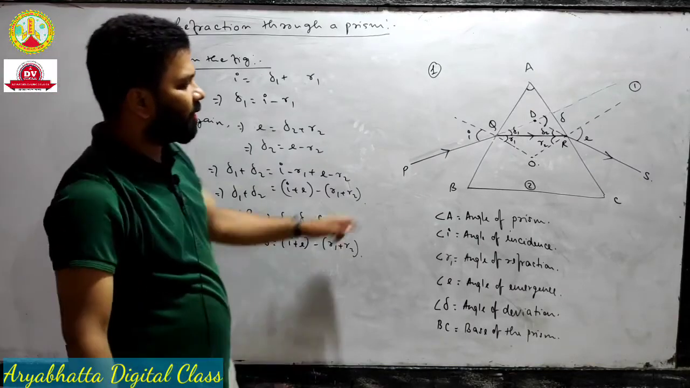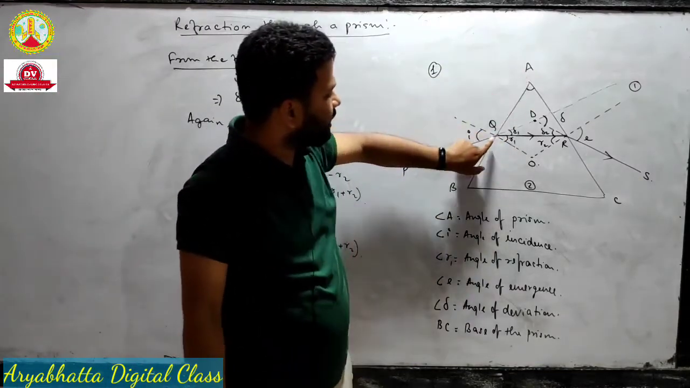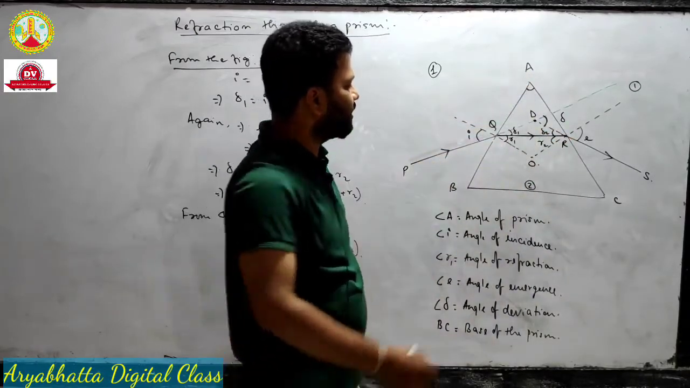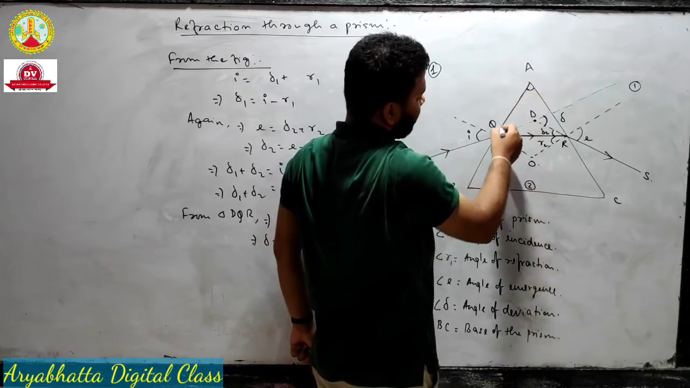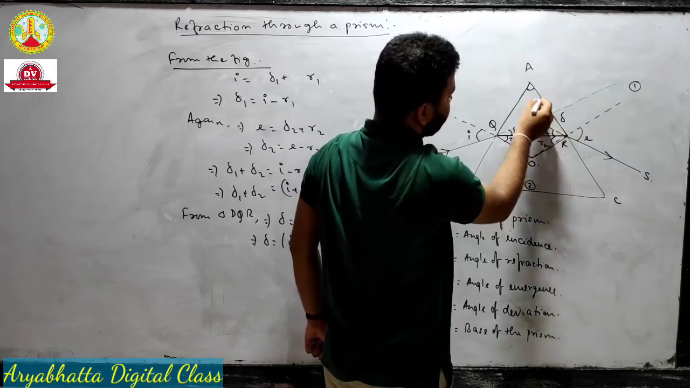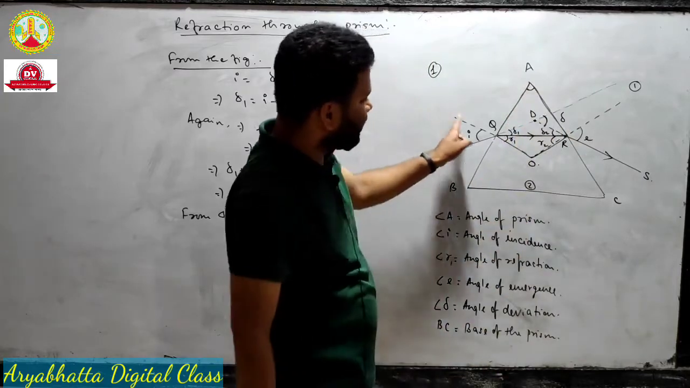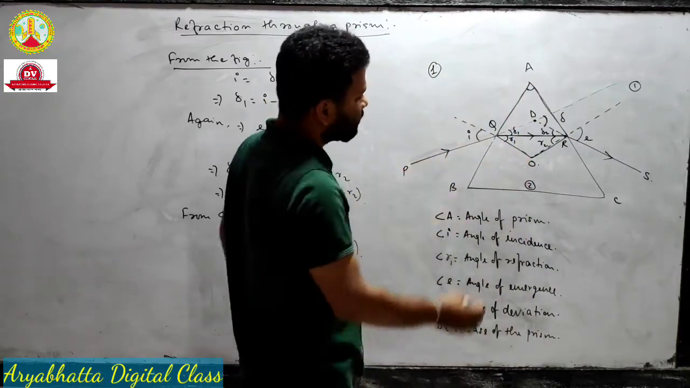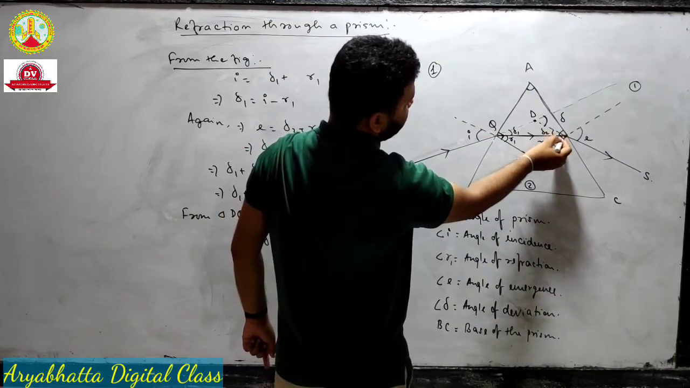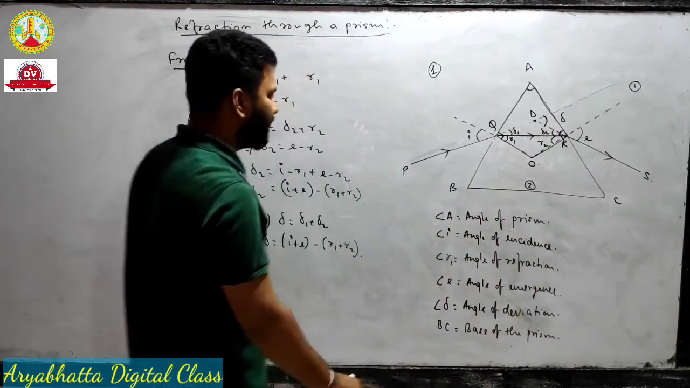Now you look at the quadrilateral AQOR. Can you see the quadrilateral here? This one, this quadrilateral. This one is the normal. So this angle will be 90 degree, and this angle will also be 90 degree. So what will we write?